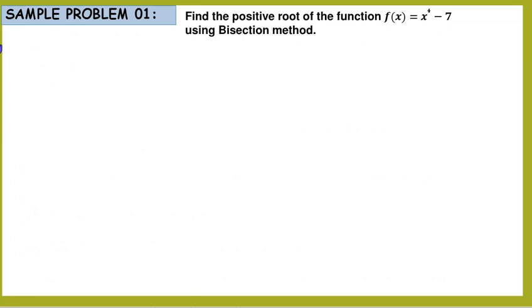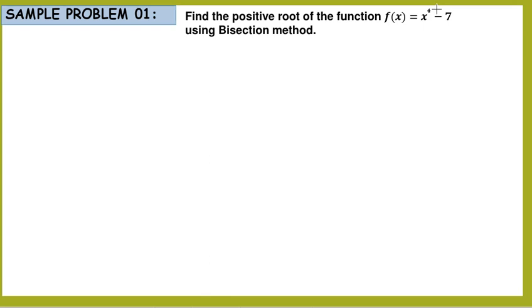So we have here a sample problem. We have to find the positive root, so positive root daw yung kukunin natin of the function f(x) = x raised to 4 minus 7. So this is not a linear equation. Raised to 4 pa lang, hindi na siya linear.